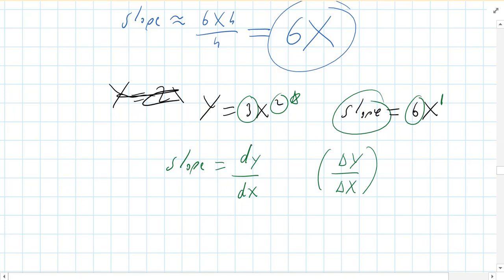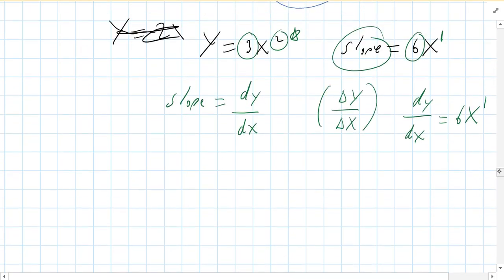So that's the slope. Another way to write this is we say dy/dx is equal to 6x, and I'll put the 1 there, 6x to the first, okay? All right, so let's recap here and come up with a general rule.